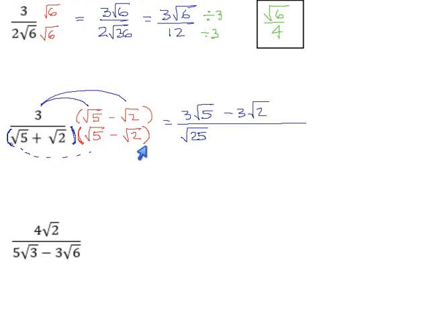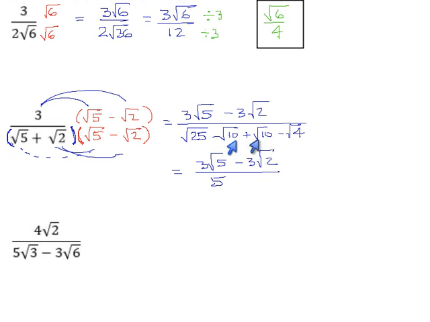Root 25 minus root 10. From the inside, we get plus root 10. And from last, we get minus root 4. So if we clean that up, we get in the numerator 3 root 5 minus 3 root 2. In the denominator, we get 5. These terms cancel, and that's not a coincidence. Every time you multiply by the conjugate, you can expect this to happen. And then we get minus root 4 is 2. Now, this is nice. 5 minus 2 is just 3.